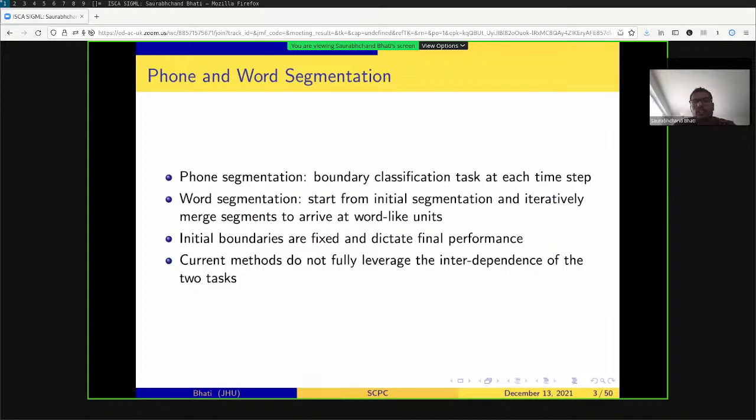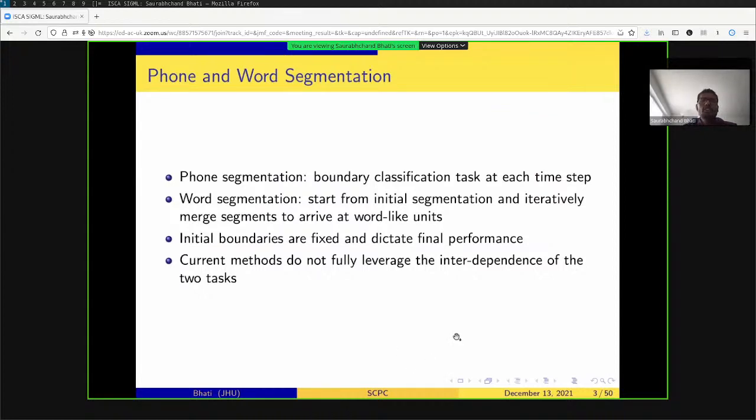And that's the main aim of this project. Can we have a method that can do phone segmentation and word segmentation simultaneously and use the interdependence of the two tasks to benefit both of them, that is, improve phone segmentation and word segmentation simultaneously?